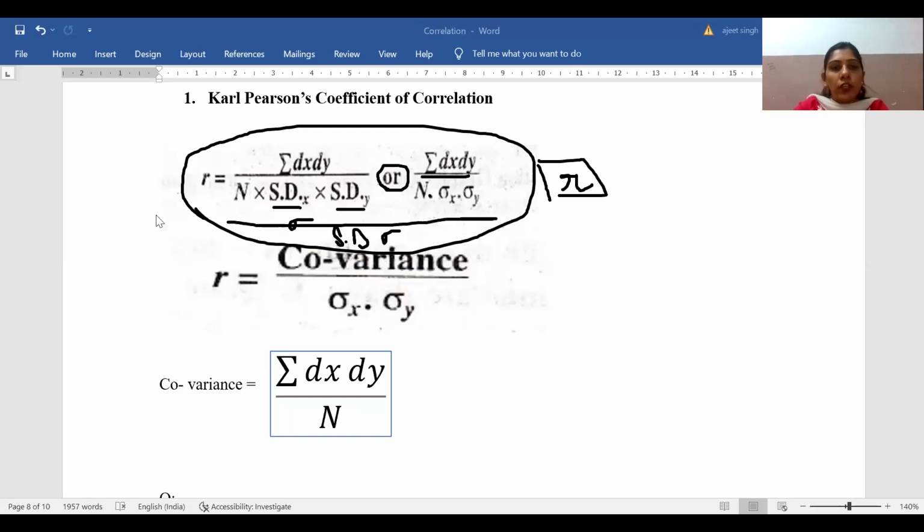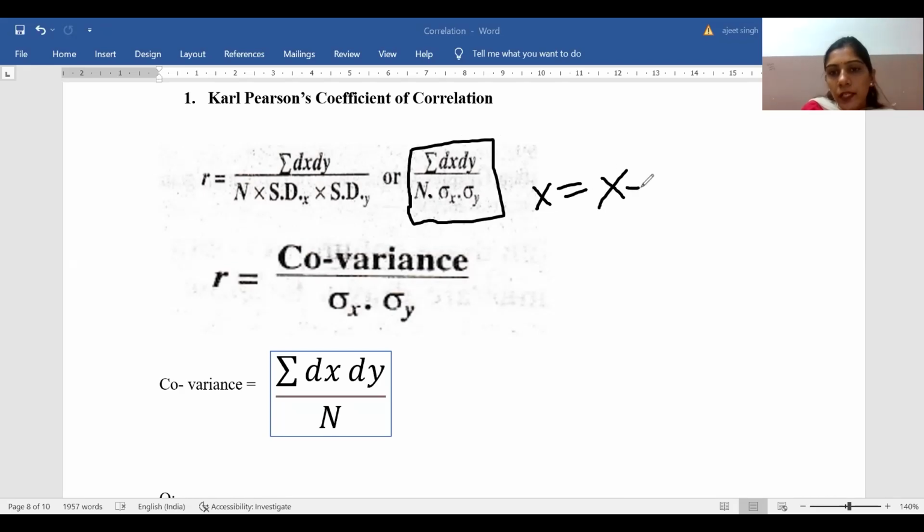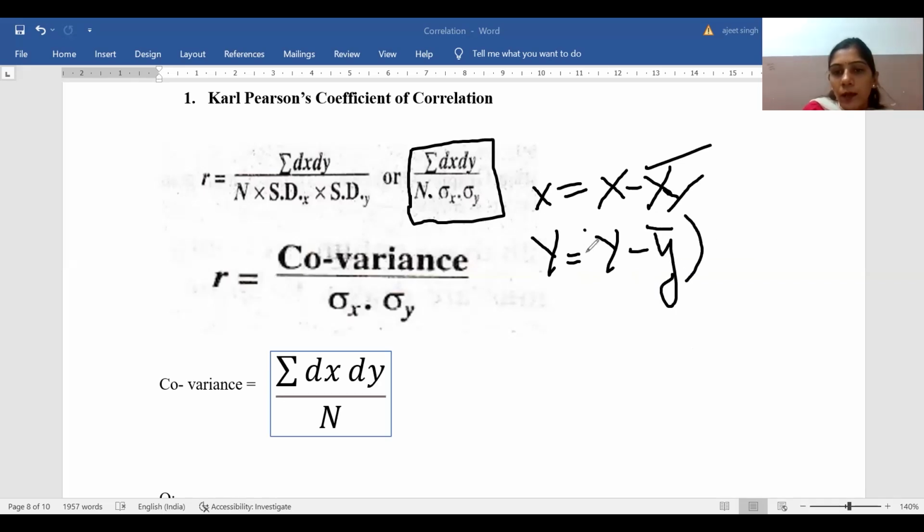As I have told you, for calculating the coefficient of correlation, we first have to calculate the mean and standard deviation. As this is the formula, sigma dx dy divided by n into sigma x into sigma y, first of all we have to calculate the value of dx. The value of dx is calculated by x minus x bar, where x bar is the mean. And when we have to calculate the value of dy, dy is equal to y minus y bar. In a given question, we have two series, x and y.